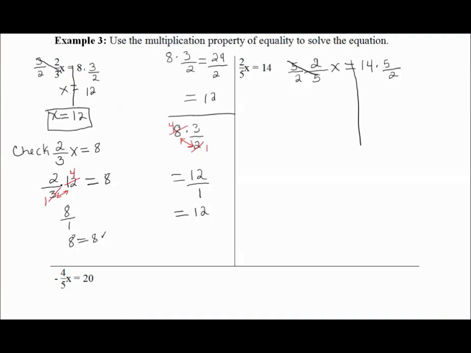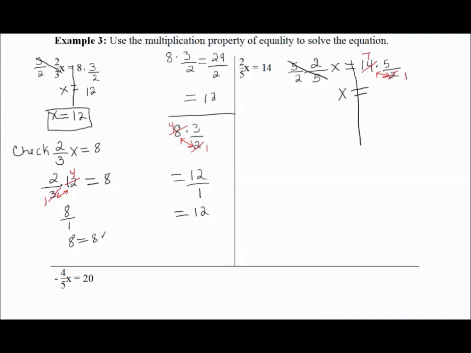Okay, this becomes 1. This becomes 10 over 10, which is just 1. So I'll go ahead and bring down what's left. I have x equals 14 times 5 halves. I look at the whole number and the denominator, and I see if I can reduce, and I can. 2 will go into 14 7 times. 2 will go into 2 one time.